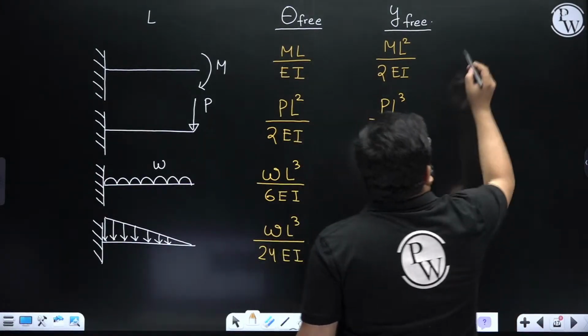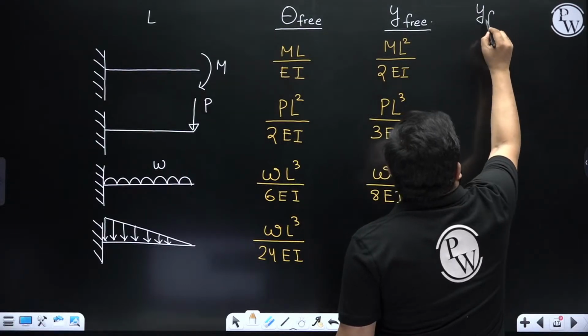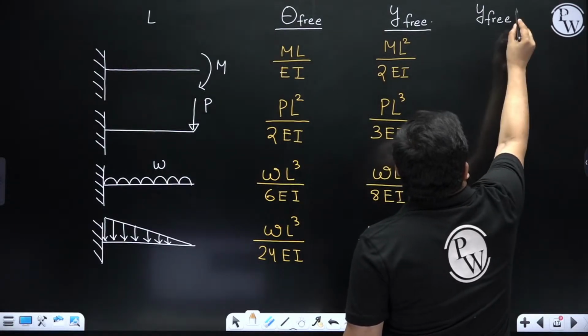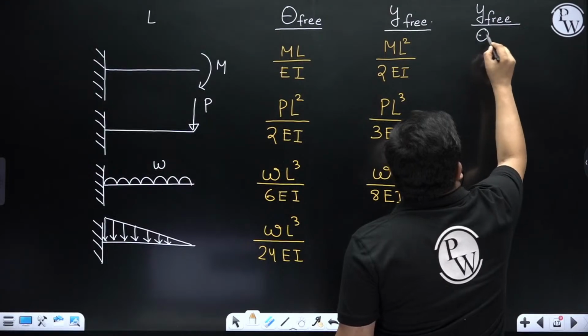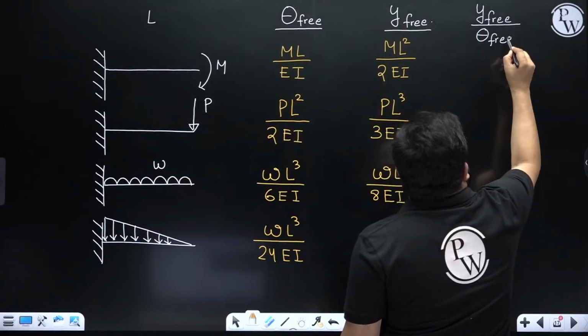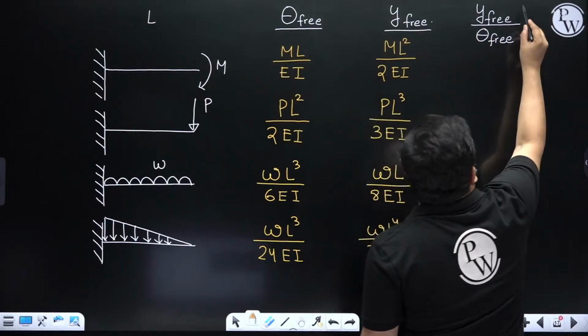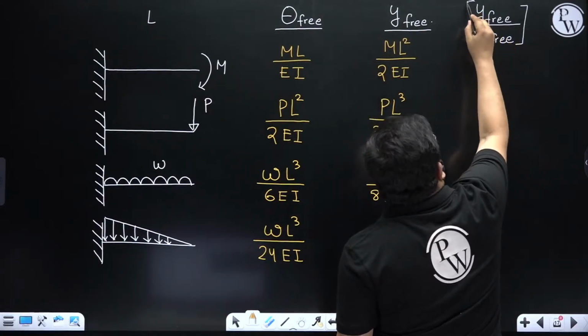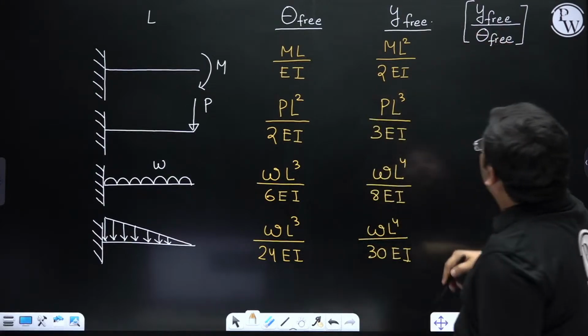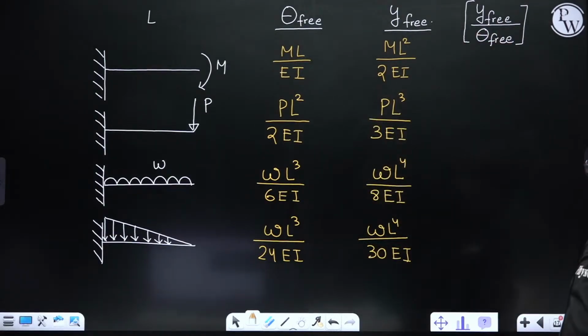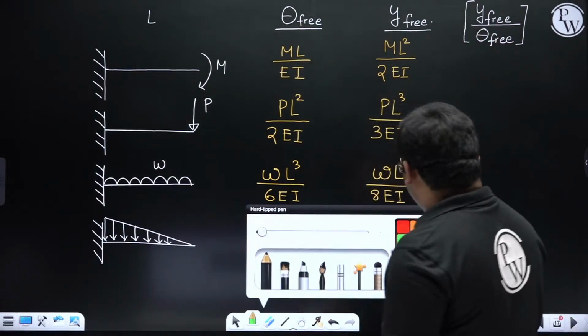What is the value of y free by theta free, right? What is this ratio? Because they can ask questions where we can use the ratio and they can frame questions like this. Similar questions were framed for simply supported beam, and they can frame them for this also, right? So what is this ratio for the first one?